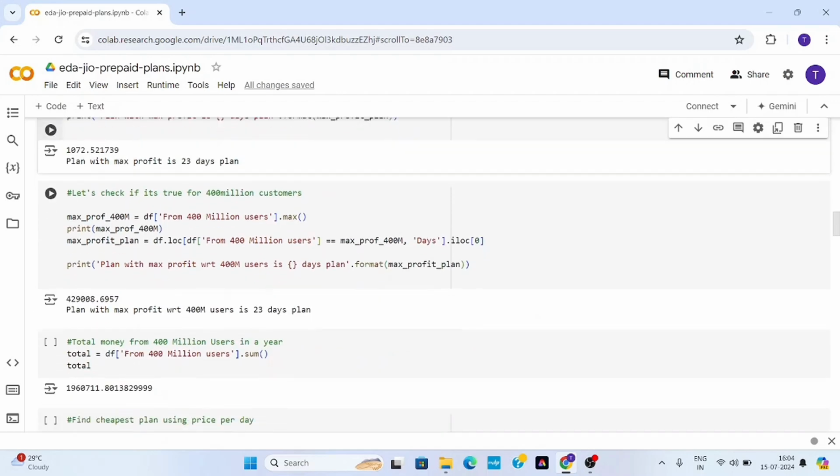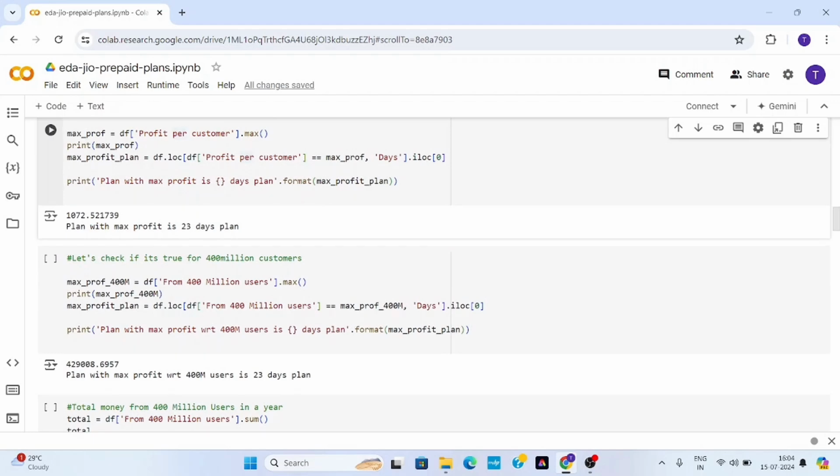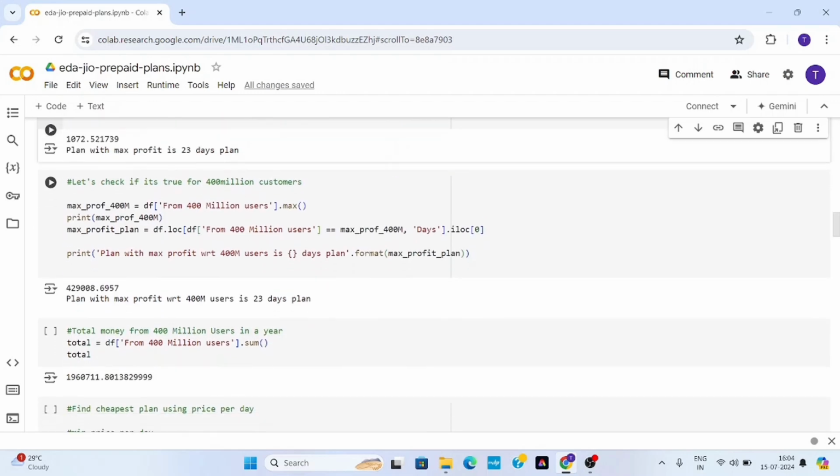I'm also checking whether this plan is correct not only for a customer but for 400 million users. If it holds for a customer, it can also hold for 400 million users. That's what we are checking, that's it. So I'm also checking the max of the 400 million users column.